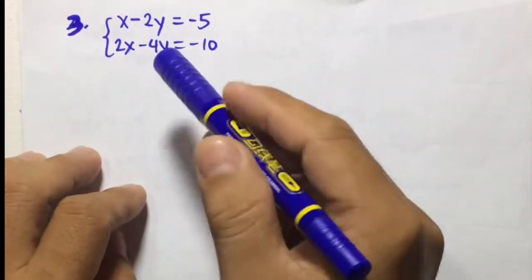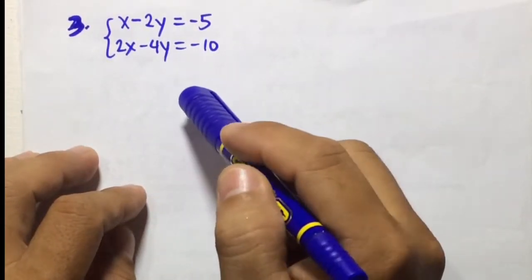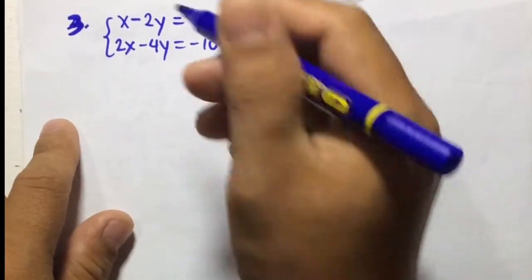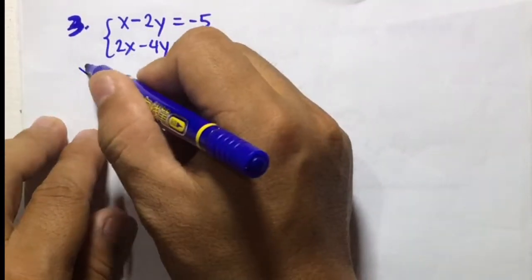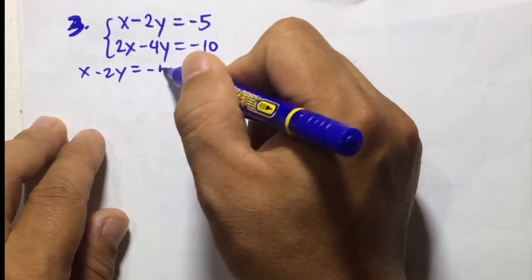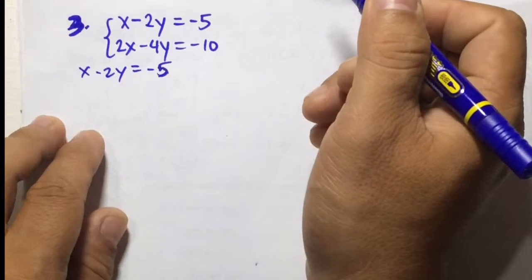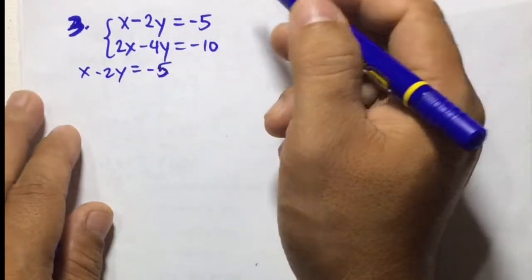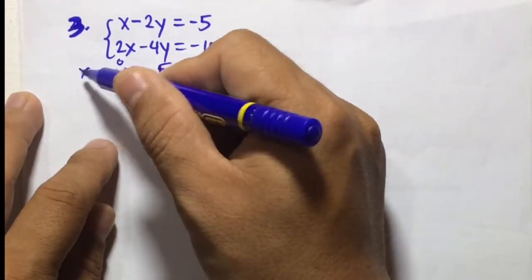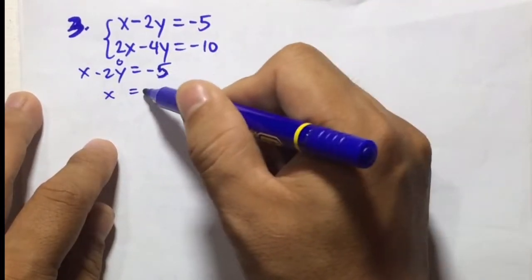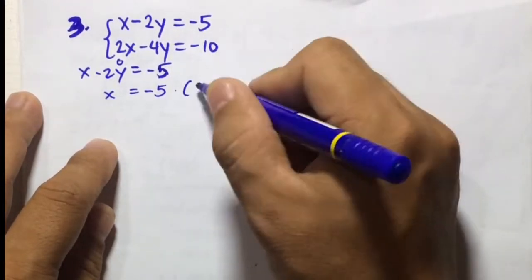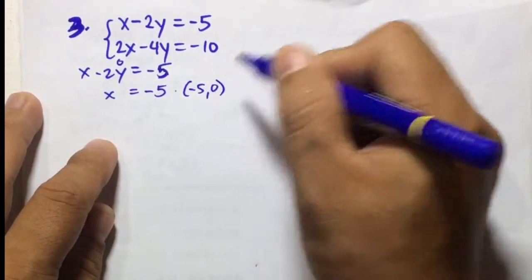Example number 3, we have the system x minus 2y equals negative 5 and 2x minus 4y equals negative 10. So let's have first the first equation, x minus 2y equals negative 5. So if we're going to use variable y here, if we're going to let y equals 0, so x here will be equal to negative 5. So the first point here will be negative 5, 0.